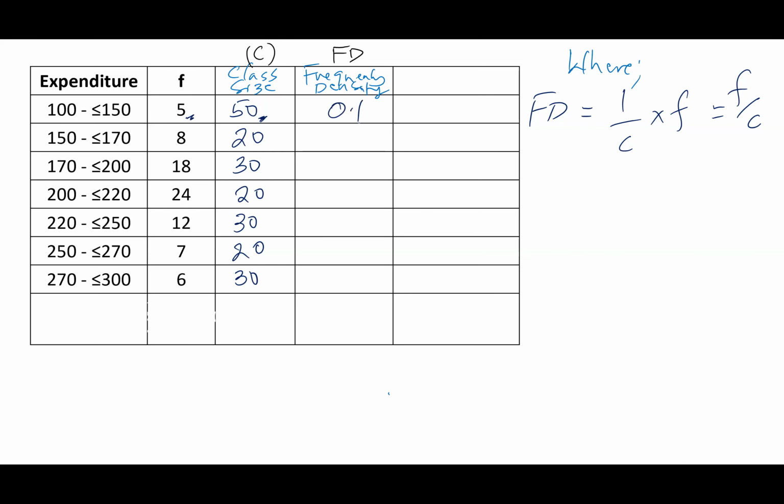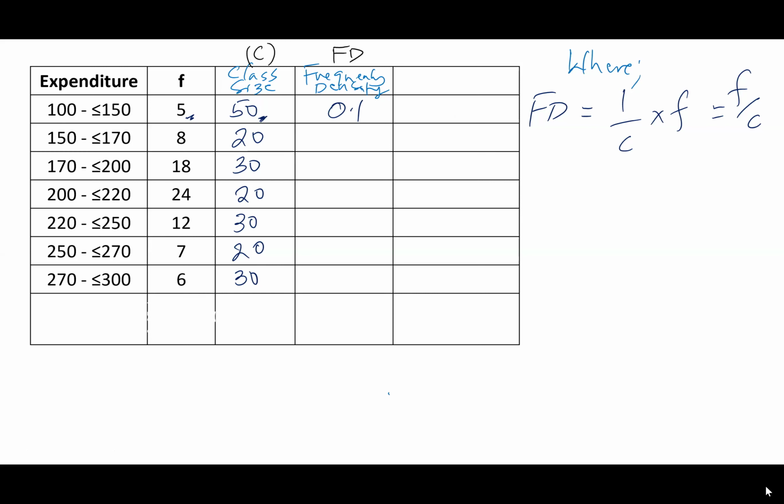Then the next one is 1 over 20 times 8. Okay, Shadrach, you can unmute so that we manage time. Otherwise, if we do it like this, we might spend the whole day here. Shadrach, just unmute. Let us use your microphone there. Unmute, please.